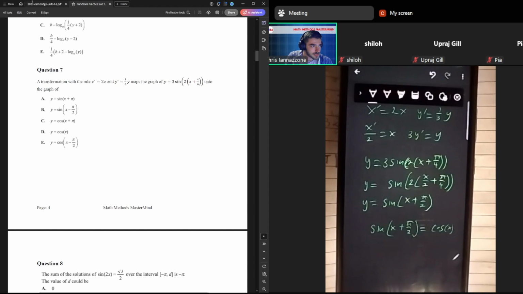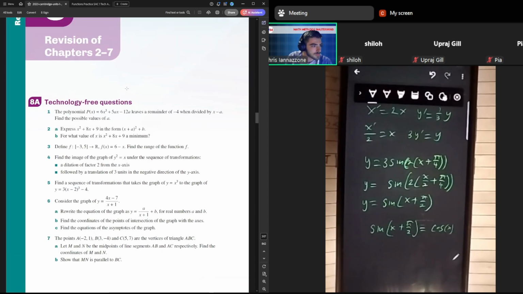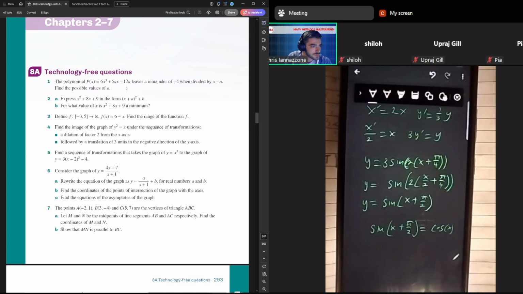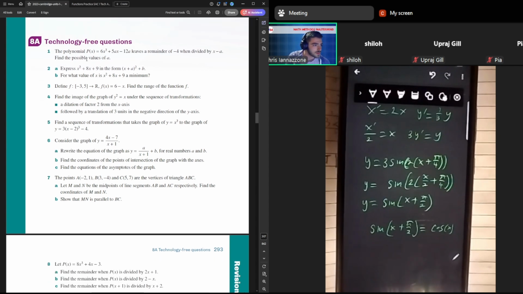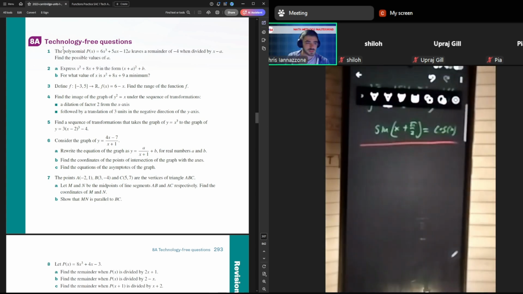If there's anything I need to clarify, let me know. Otherwise, we shall go on with the remainder of the revision for functions and relations. So I'll pause for a second. All right, let's move on then. We're just going to go through chapter 8 here. It's going to be a mishmash of basically everything.